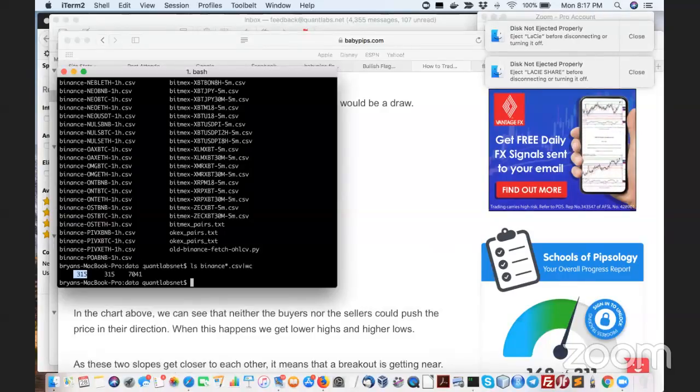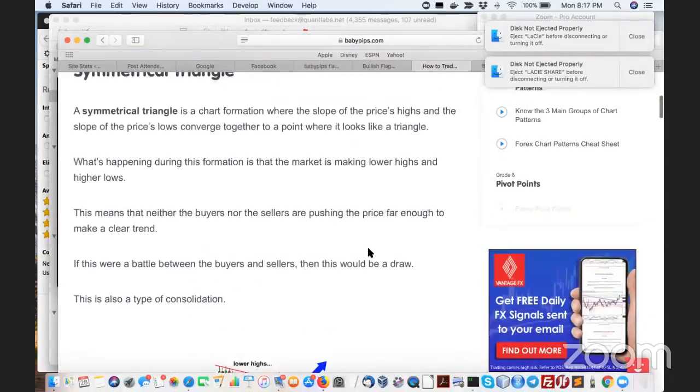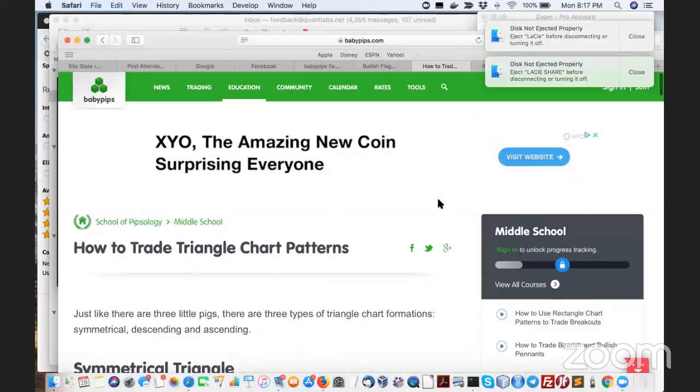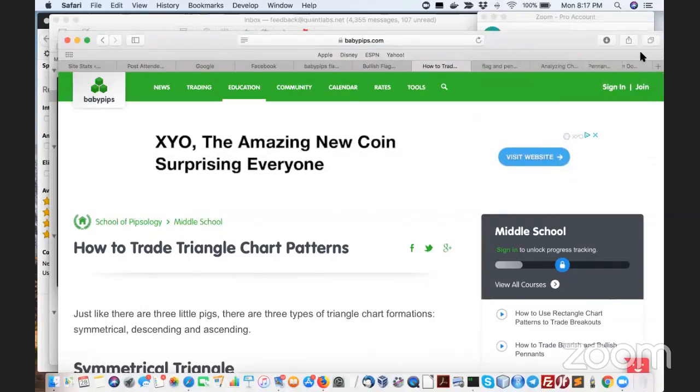So that's what I'm using. Any other questions? So let's take a look at the triangles, because I'm very interested, because if you read these links that I'm providing, you'll find these are reliable trading patterns.